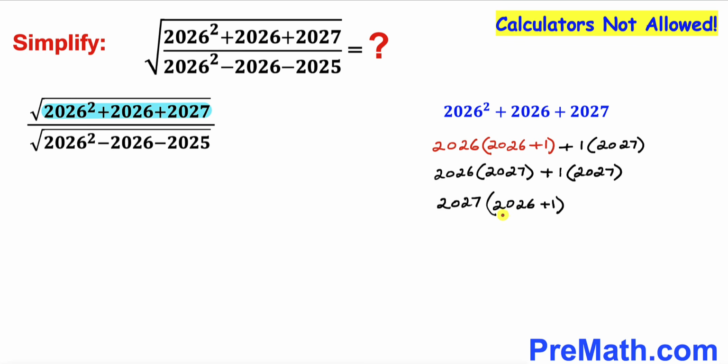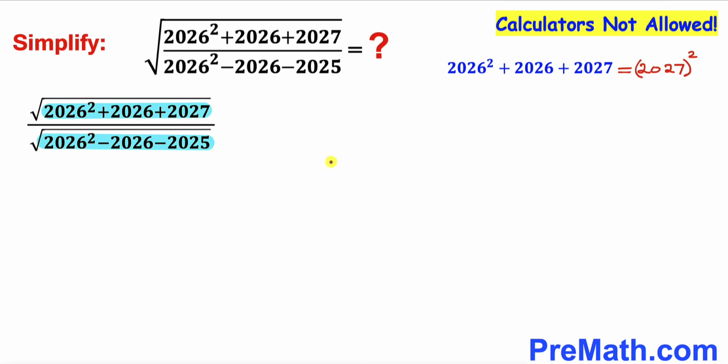And now let's make an observation. We can see 2026 plus 1 is going to give us 2027. So therefore we could write 2027 times 2027 once again. And this could be written as 2027 whole power 2. So thus we could see that this whole radicand has been simplified to 2027². So I could replace this one as 2027 whole square over here. And here's our next step.